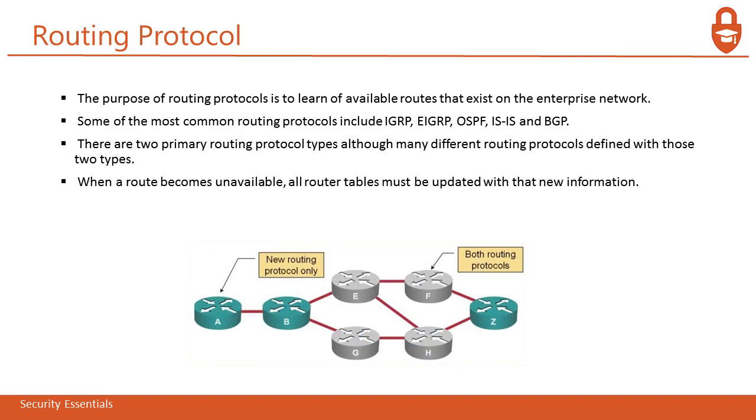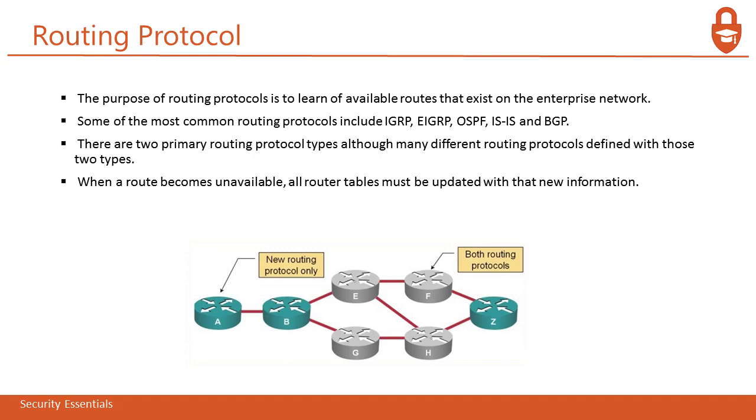The purpose of routing protocols is to learn of the available routes that exist on the enterprise's network. Some of the most common routing protocols include IGRP, EIGRP, OSPF, IS-IS, and BGP. These are the routing protocols. There are two primary protocol types, although many different routing protocols are defined within those two types. When a route becomes unavailable, all router tables must be updated with that new information.